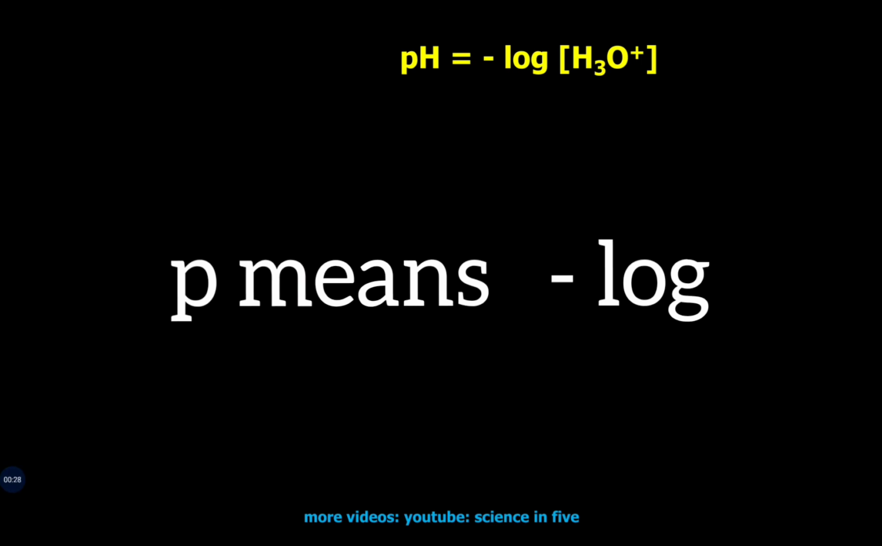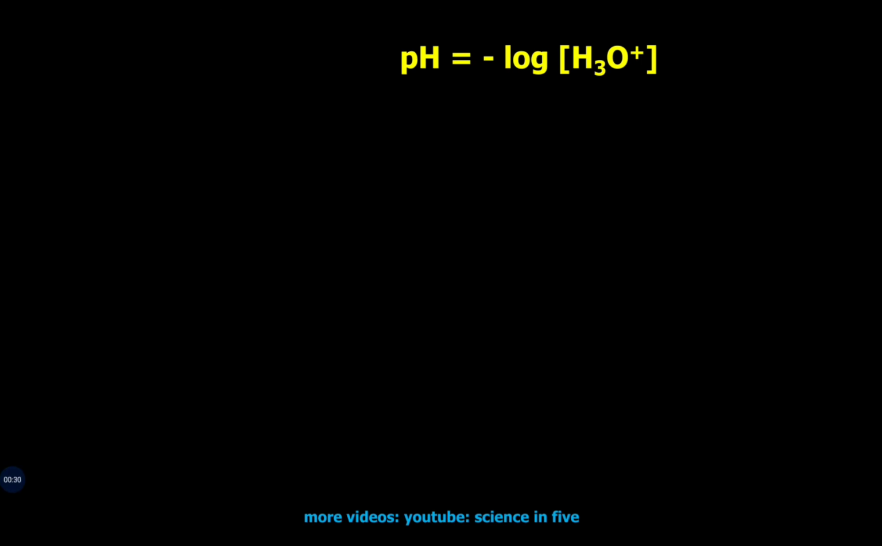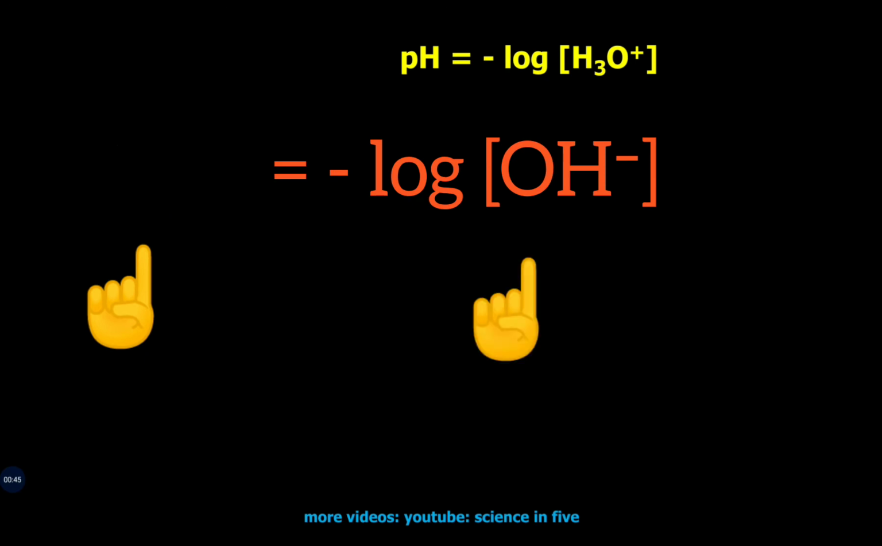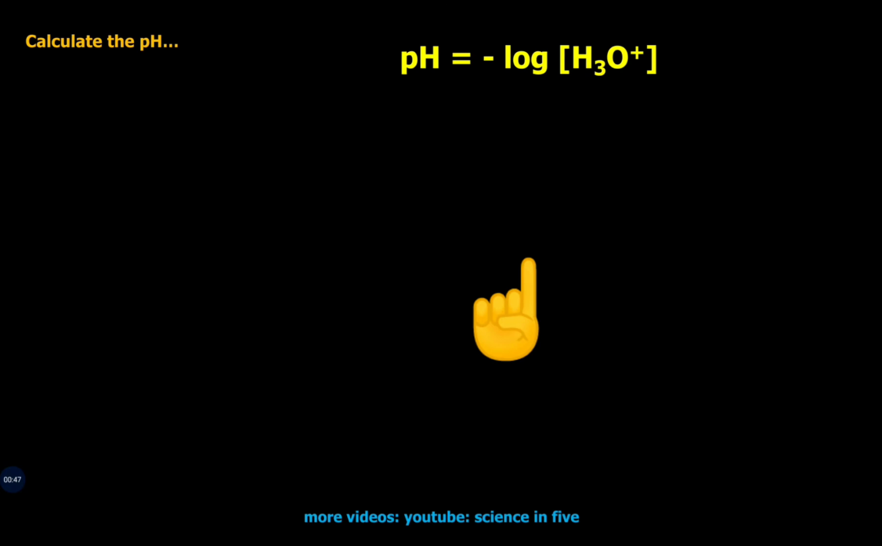Okay, so in chemistry, when you see the P and then A and something written in front, the little p means minus log of. Later on, we will also talk about POH, which simply means minus log the concentration of OH minus ions. Okay, let's go.